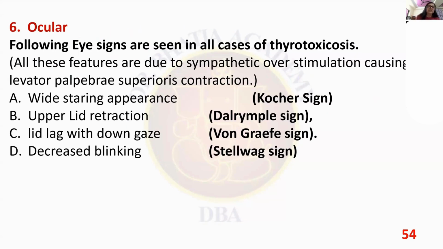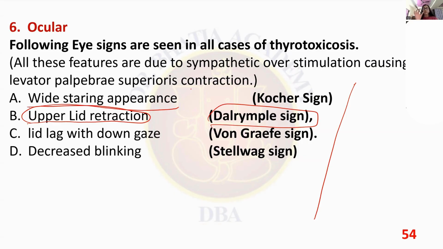Ocular signs. Now, this is very interesting, and it's a huge list. If you have access to some of your clinical medicine books, there is a list of signs, maybe more than 20, 40 signs, but the most important ones are the upper lid retraction. So upper lid is retracted, that is known as Dalrymple sign. Then the white staring appearance, like the patient is very angry. The white staring appearance is Kocher's sign.